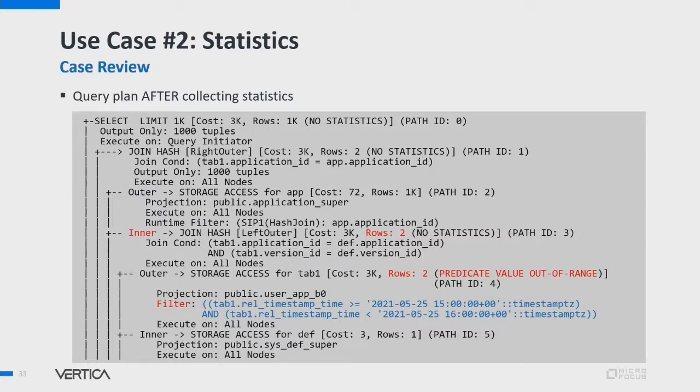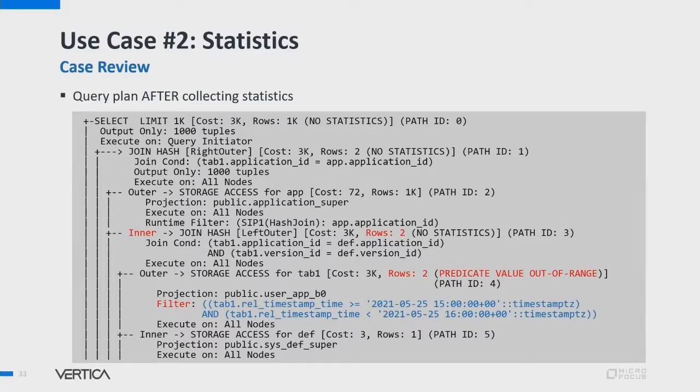Next query plan is the one after collecting stats. The query plan shows predicate value out of range when accessing table 1 with a filter using the rel timestamp time column. And the row count of table 1 is only 2. So the optimizer picks this table on the inner side of the join operation. The real row count is 1 billion. Join hash needs to build a hash table for 1 billion rows. It takes much time. So the query response becomes slow.